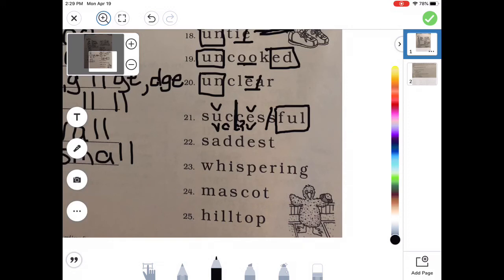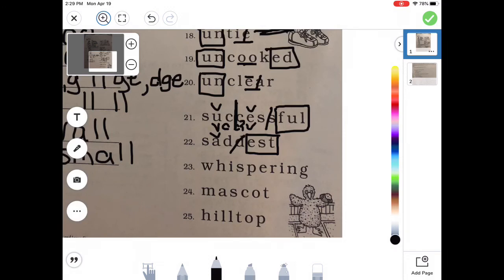All right, what about on 22? That's right, box off EST. Then over here, I've got an A in front of a D, so I know it's short. Add. What else do I need to do, though? Cross off one of those D's. That's right. Saddest. Good job.